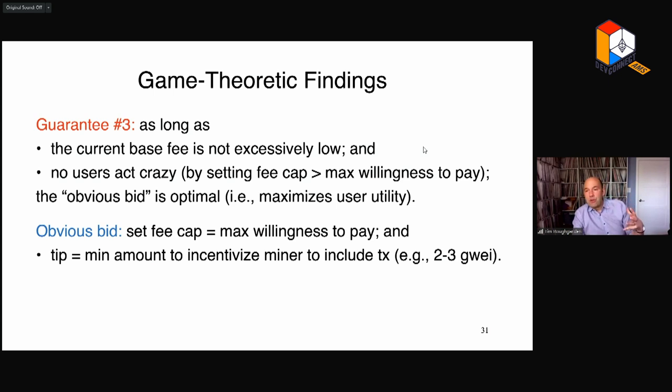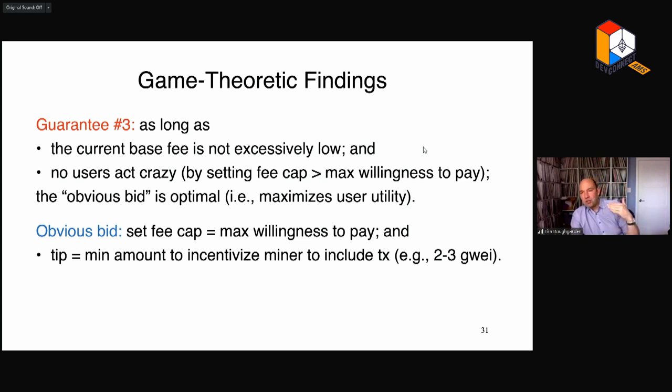And indeed, you can prove a theorem which says, unless you're in one of those weird transitory periods where the base fee is crazy low, in fact, it is obvious how you should bid in EIP 1559. Okay, so there are two parameters you have to set as a user. You have to set the tip and you have to set a fee cap. Fee cap is just the maximum you're willing to pay overall between the base fee and the tip combined.